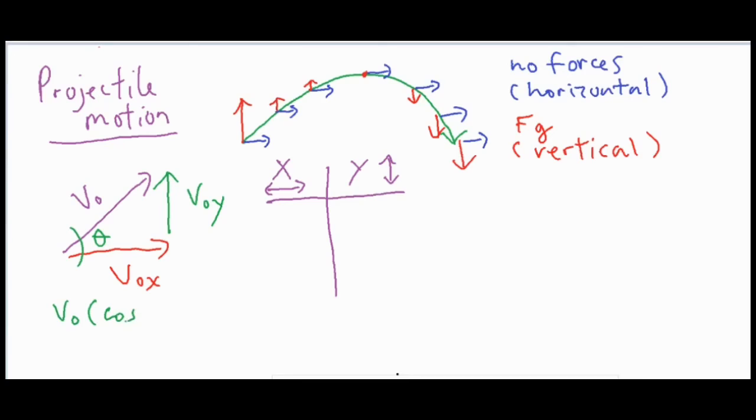You're going to end up doing v naught times cosine of the angle to equal your v naught x, and then you're going to want to do v naught, the initial velocity, times the sine of the angle to get your v naught y. The reason why you use cosine is because you want the adjacent side matched up with the hypotenuse, and then for the vertical side, you want the opposite end of the angle matched up with the hypotenuse, and in the end, you're basically doing something just like this to get your two different components.